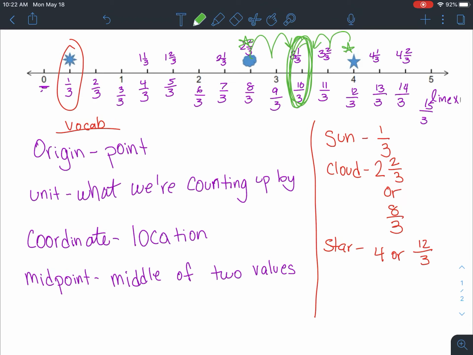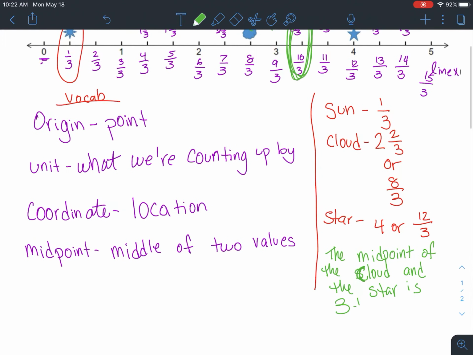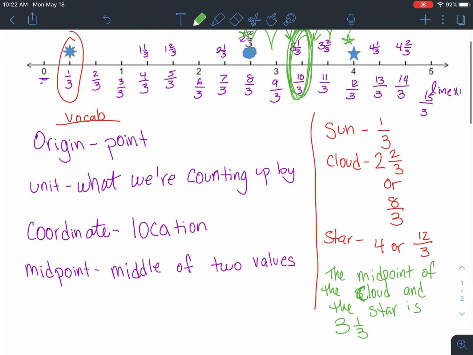Let's go ahead and write that on the side. The midpoint of, that's not a sun, the cloud and the star is 3 1/3. And remember, if you want to get fancy, or if the question asks you for it, you could also say the midpoint is 10/3.